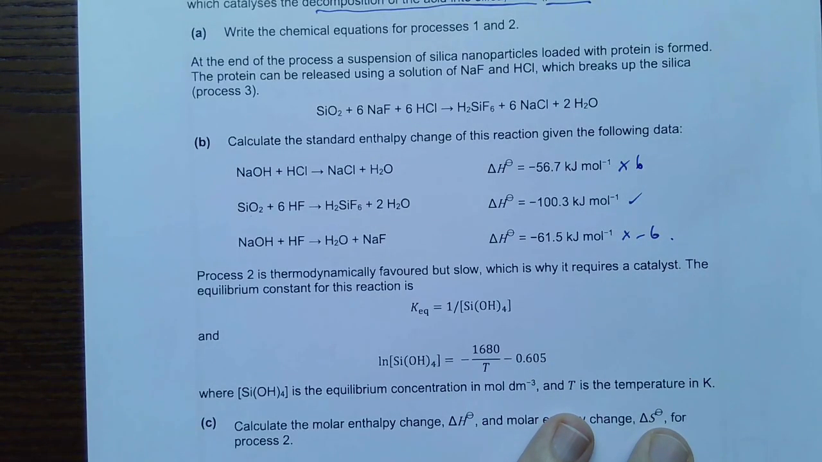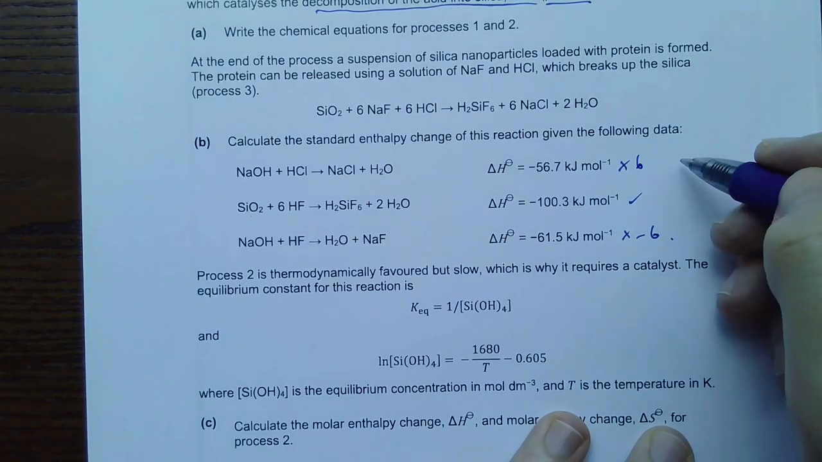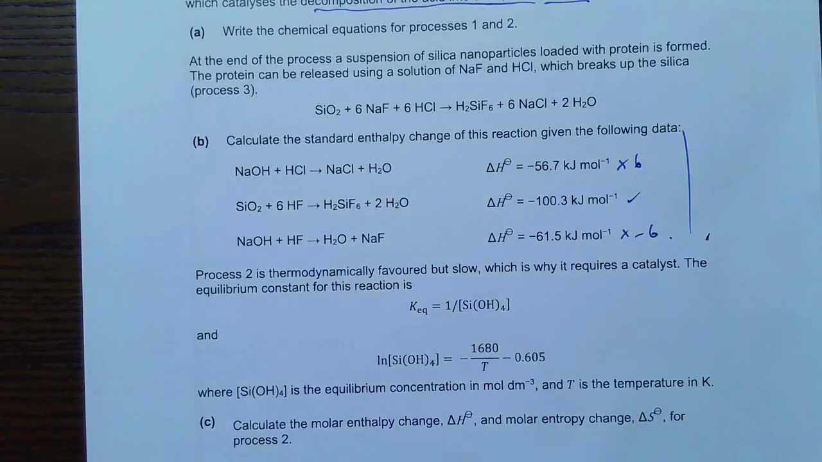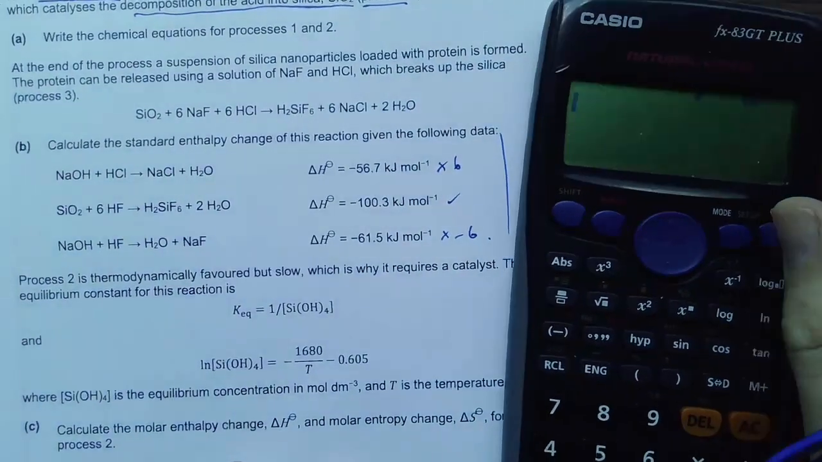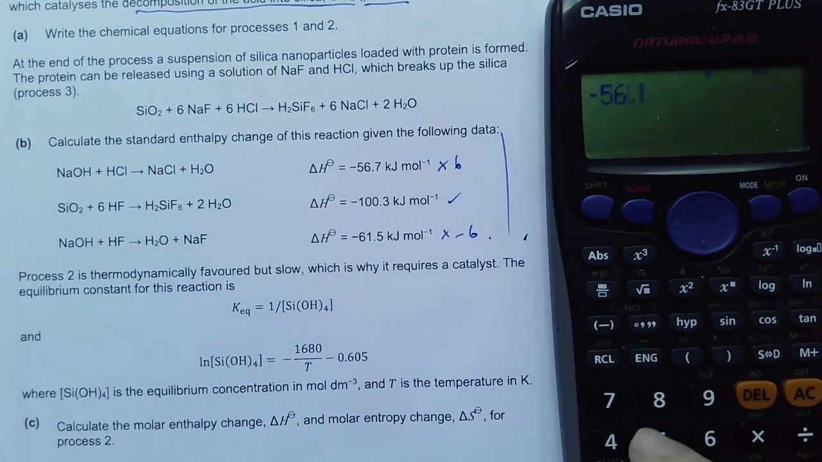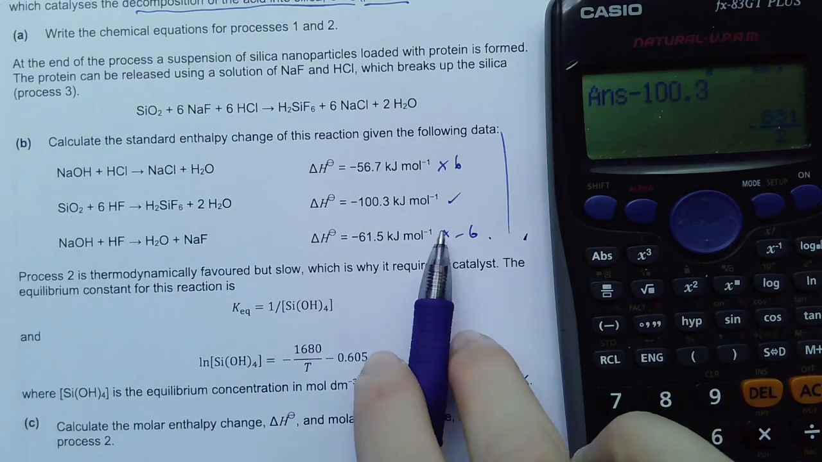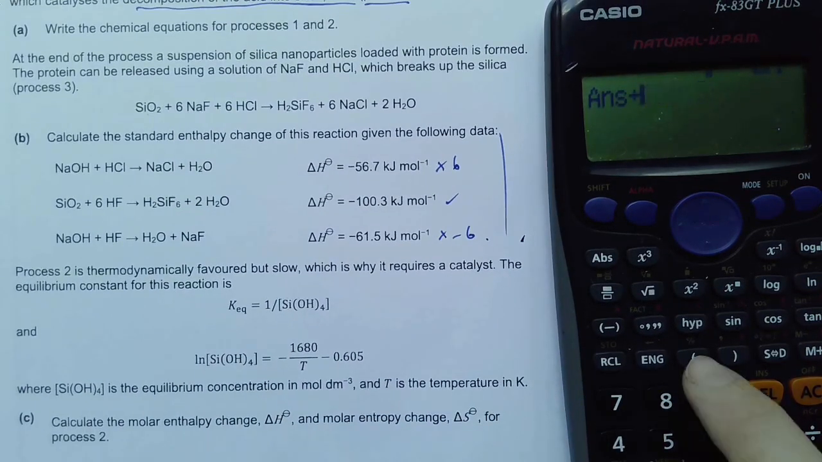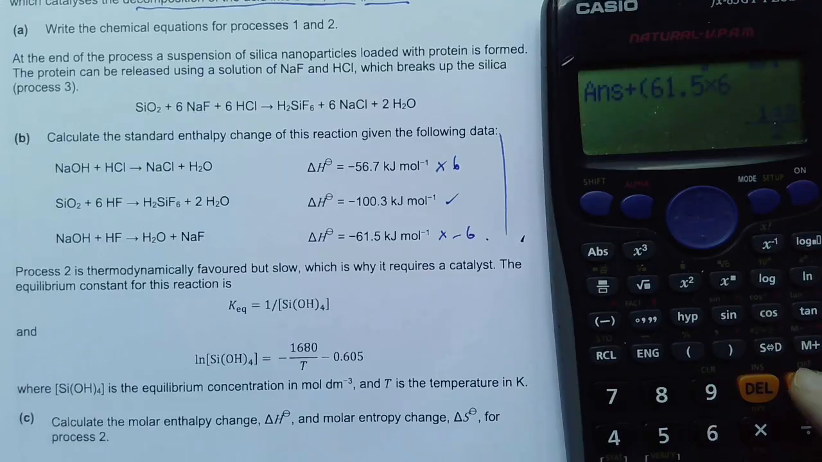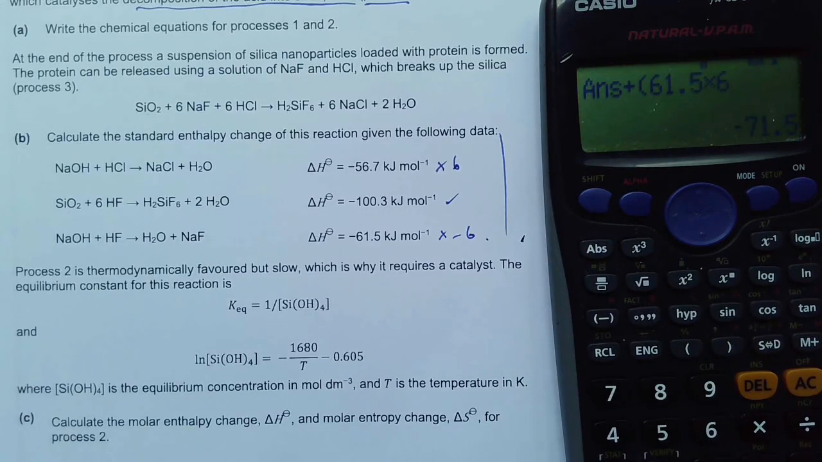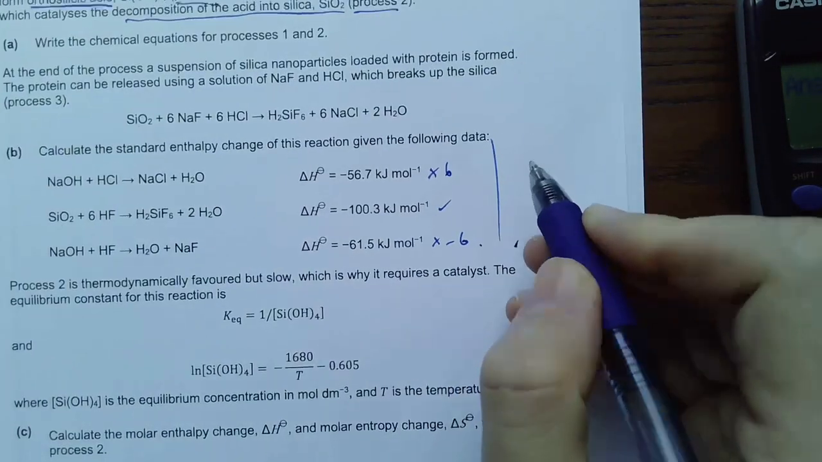Then you can just do it, right? So I can just do that calculation and I'll get the answer. So I do minus 56.7 times 6, minus 100.3, and then because I'm multiplying it by minus, this becomes a plus. So I'm going to plus 61.5 times 6, which gives me minus 71.5.